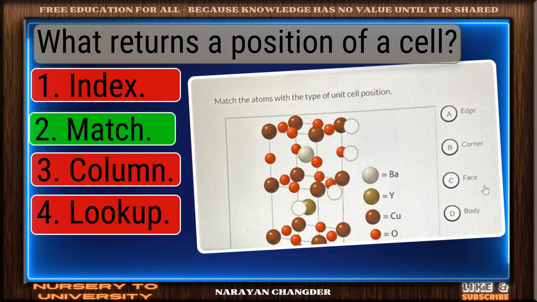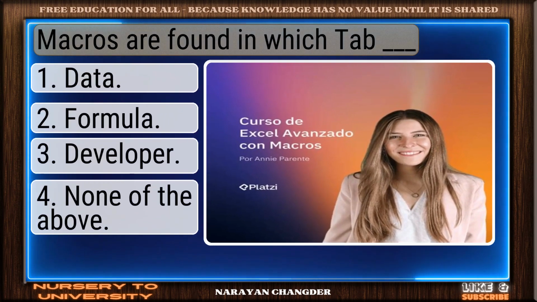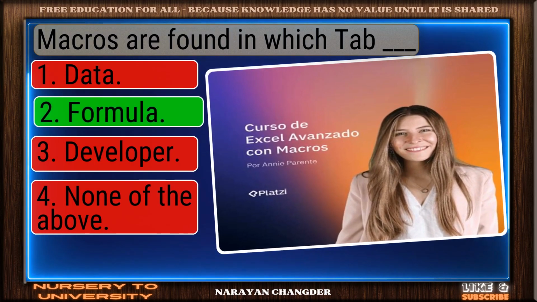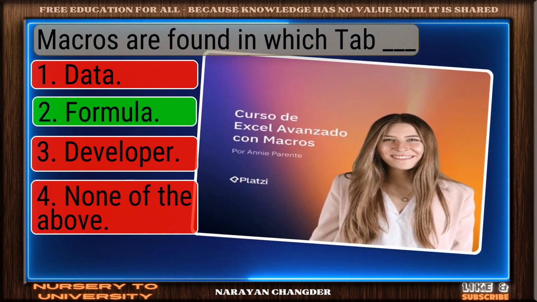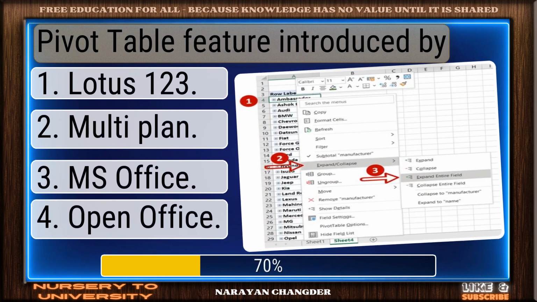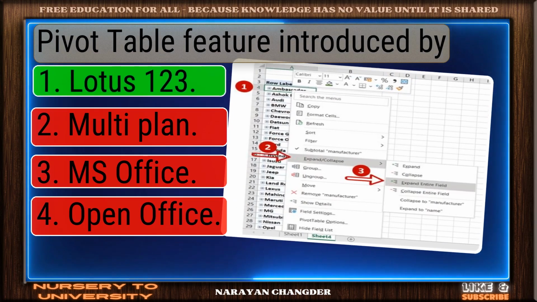You're right. Match is the correct answer. Macros are found in which tab? Valid point. Formula is true. Pivot table feature introduced by? Good job. Your answer Lotus 123 works well here.